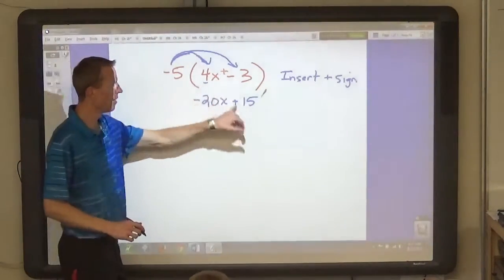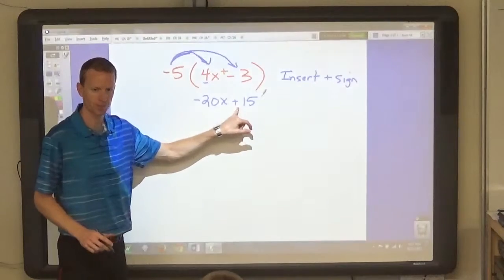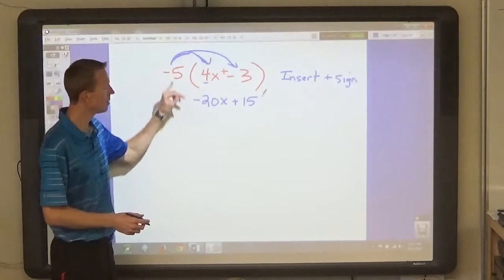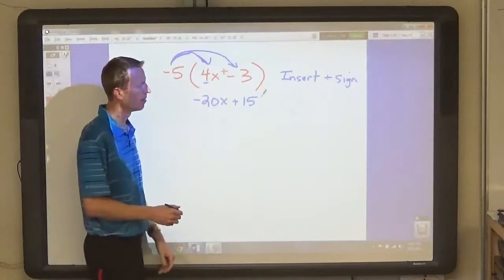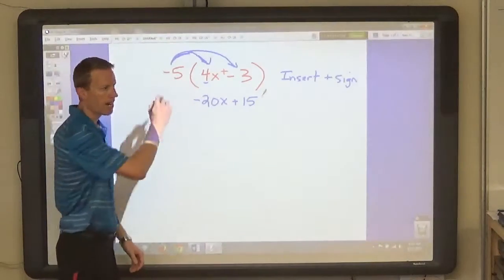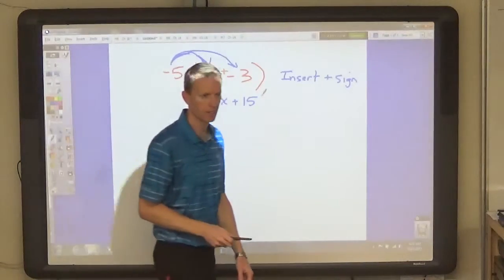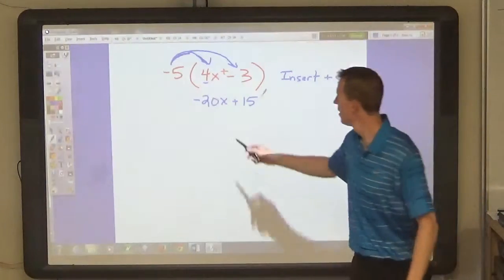And this plus sign goes there. Okay? So this is the answer. This is simplified. Draw the arrows to each term inside the parentheses, and then write the result underneath.